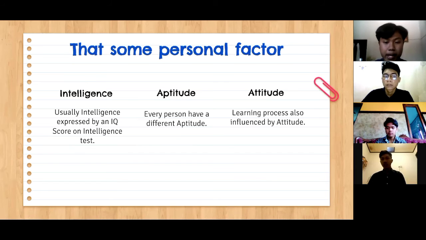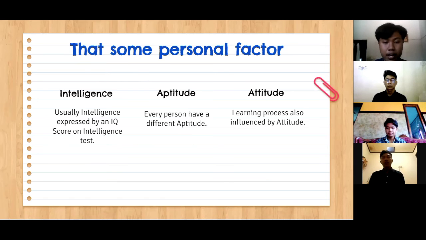Usually, intelligence is expressed by an IQ score on an intelligence test. This score relates to the learning process. Generally, students with higher IQ learn more rapidly than others with normal IQ. But a higher IQ does not guarantee rapid learning because there are still other factors like motivation and interest. If students have a high IQ, but they learn a science that they don't like or love, that intelligence will be useless because that person will not study to the maximum.